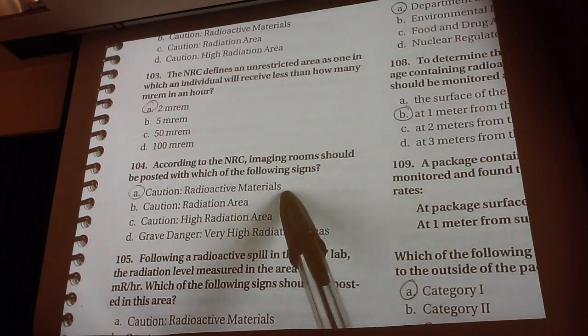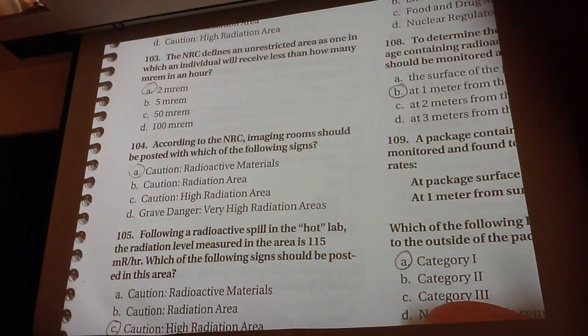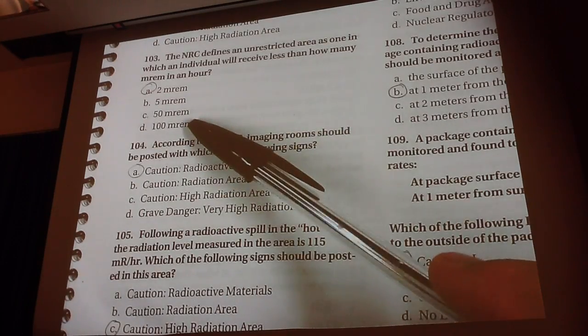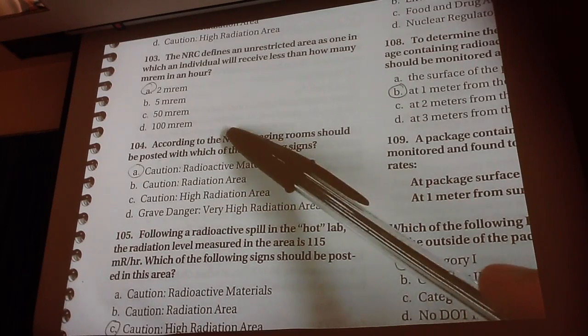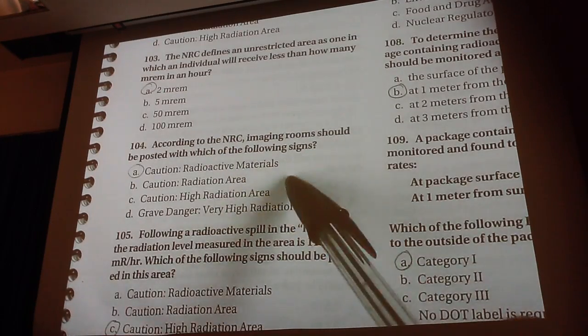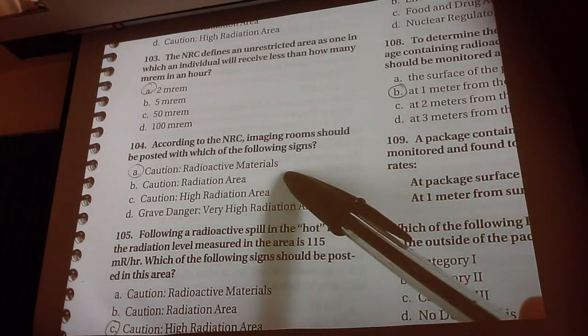Next one down here, okay? According to the NRC, imaging rooms should be posted with which of the following signs. Now again, most of these signs are based on how much radiation intensity there is at a distance of 30 centimeters or 12 inches. Okay? So down here, all of a sudden we have a radioactive materials.